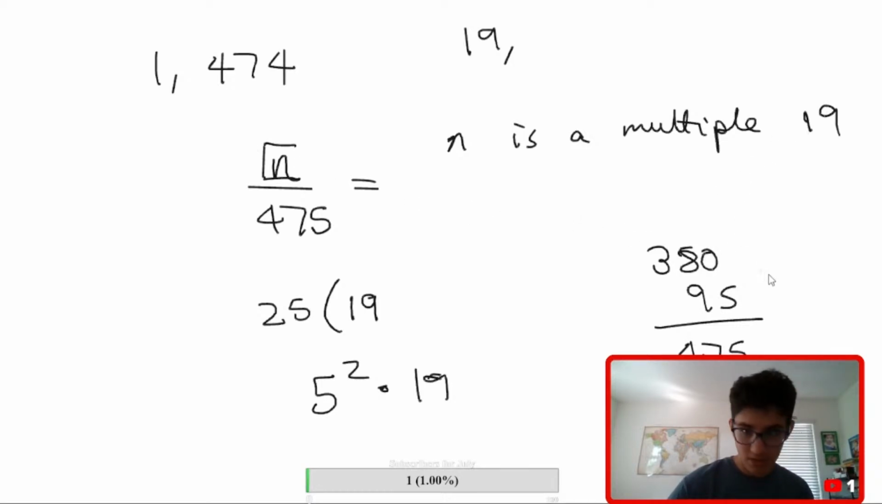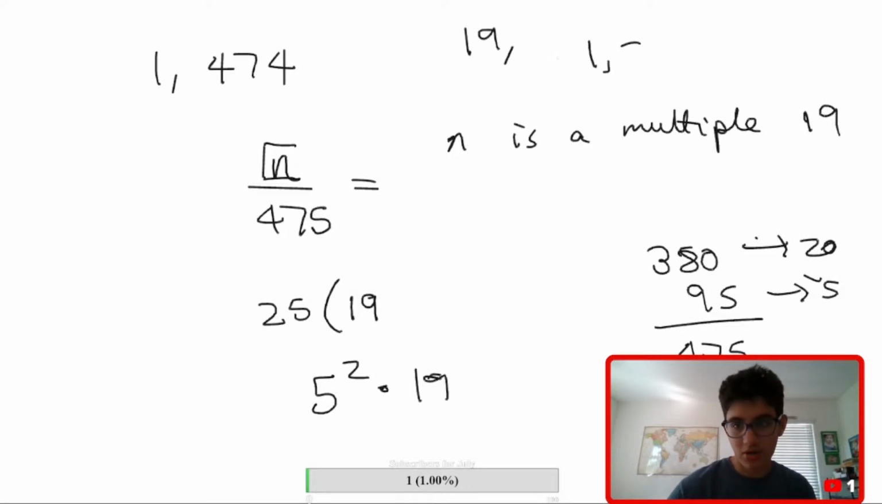Right, while you're doing that, let me just see this. So this will be 20, this is 5, so 25. And 24. So it has to be basically from 1 to 24. So it should be 24 numbers, right?